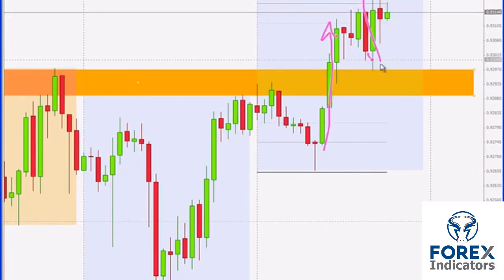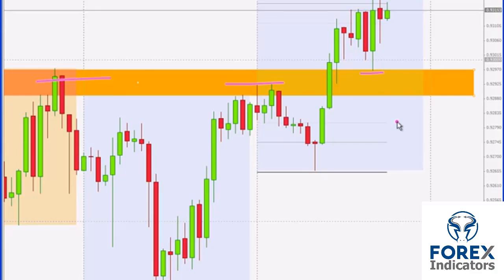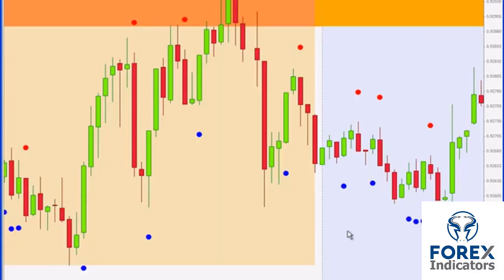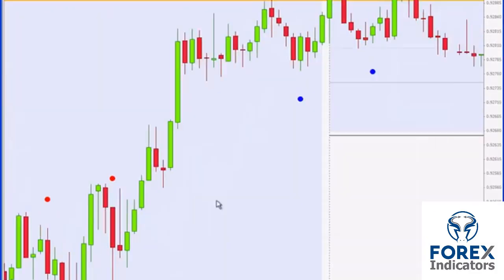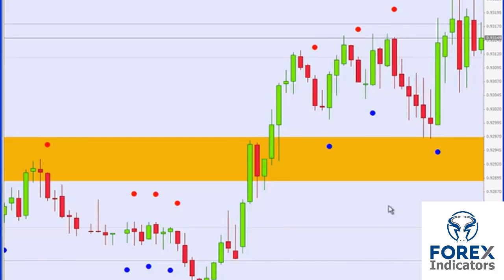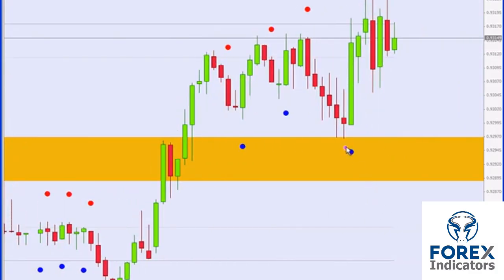Then price came back down to retest that level, and as price was retracing down to retest that former level of resistance, now support, that's where I was looking at the 15 minutes time frame, right? And this is what I saw on my 15 minutes time frame. Let me now scroll to the right side of the chart. That's the signal I was talking about. That was my entry signal.